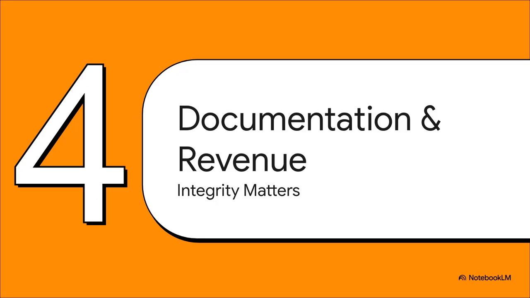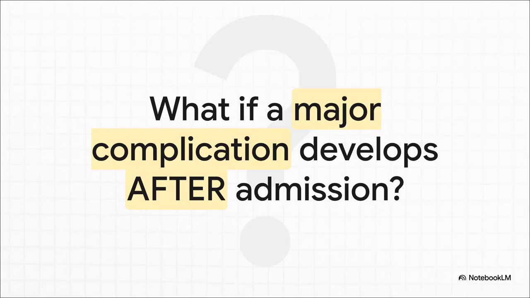All right, Section 4, Documentation and Revenue Integrity. Let's bring this all together by looking at the real-world financial stakes here. I want you to think about something. What happens if a patient comes in for a routine surgery, but then they develop a major life-threatening complication like deep vein thrombosis or sepsis after they've already been admitted? Does the hospital still get to claim that higher DRG weight we just looked at?